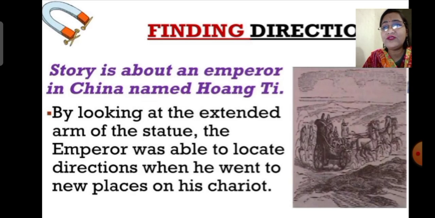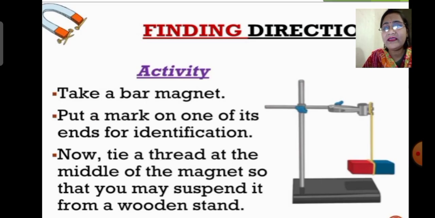Why don't we try to make a direction finder for ourselves, like the one the emperor had in his chariot? We can also make it. Let's try it. First, we take a bar magnet. As we do not know the directions, let's put a mark on one of its ends for identification purposes so that we do not get confused while doing this activity. It is easier to differentiate the ends in this way.